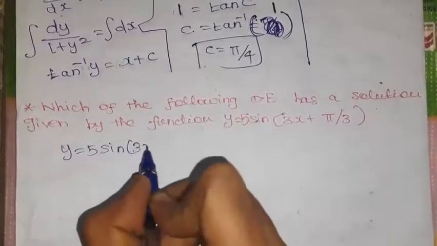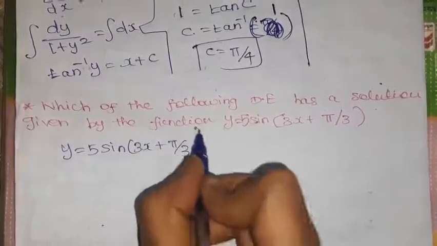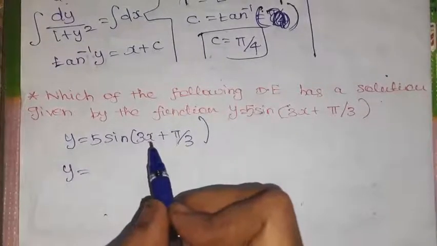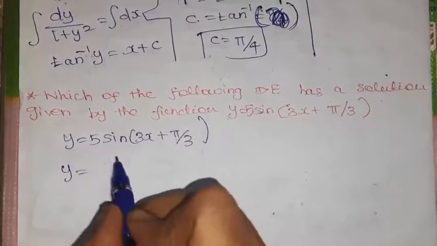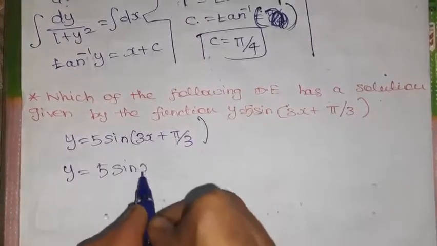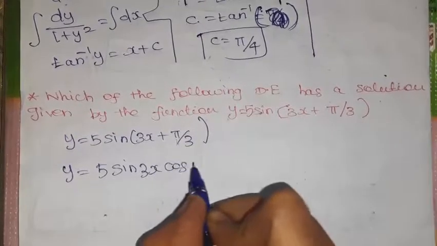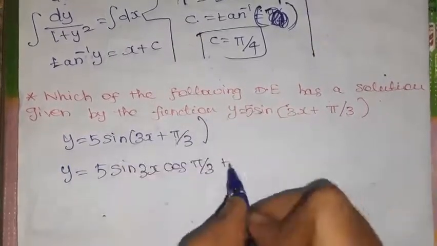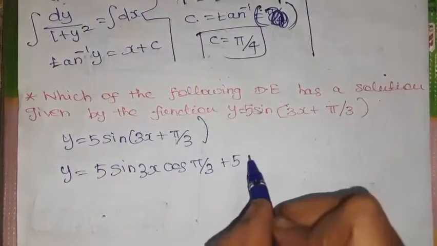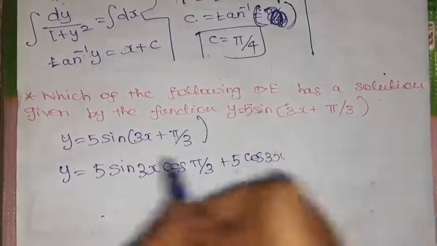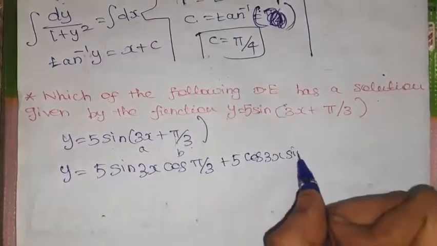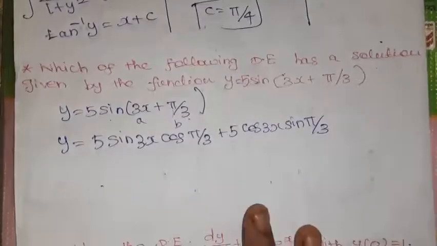Sine of 3x plus pi by 3, right? So y is sine of a plus b. Sine of a plus b is nothing but, by the trigonometric formula, sin a cos b plus cos a sin b. So sin 3x cos pi by 3 plus 5 is multiplied inside. So sin a cos b plus cos a sin b. What is cos a? cos 3x, cos a sin b, sin of pi by 3. So this is the one.